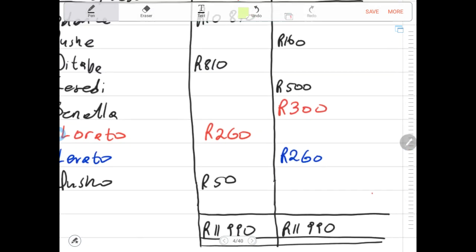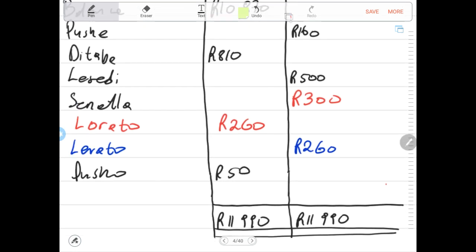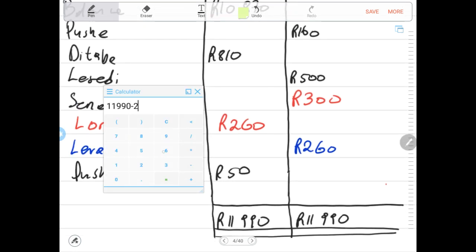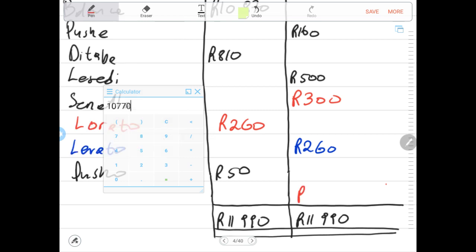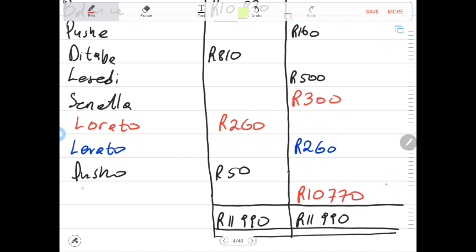Then we minus the smaller side, and the smaller side is the credit side. Then you say minus 260, minus 300 Rand, minus 500 Rand, minus 160 Rand. We are left with 10,770. Therefore, now we can write this and say this is the balance per debtors control.